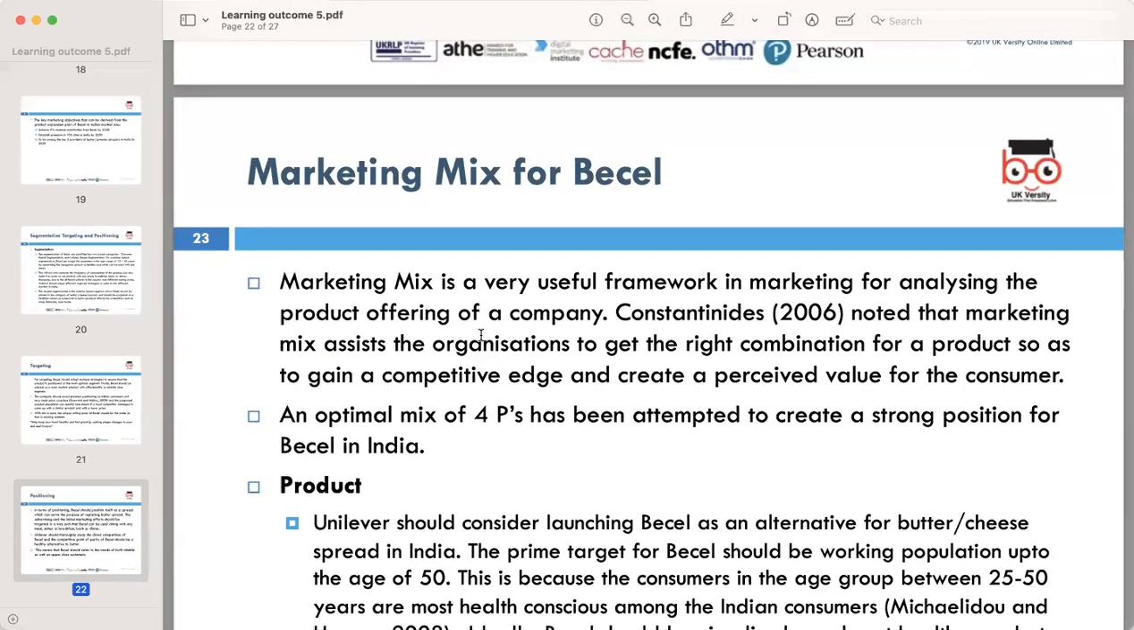Okay. So marketing mix for Basil. Marketing mix is a very useful framework in marketing for analyzing the product offering for a company. Constantinides noted that marketing mix assesses the organization to get the right combinations for a product so as to gain a competitive edge and create a perceived value for the customer.